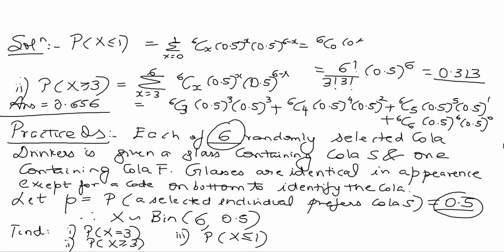6C0, 0.5 to the power 0, 0.5 to the power 6, plus 6C1, 0.5 to the power 1, 0.5 to the power 6 minus 1, which is 5. So now you can calculate it and this will exactly turn out to be 0.109. This will be my answer.